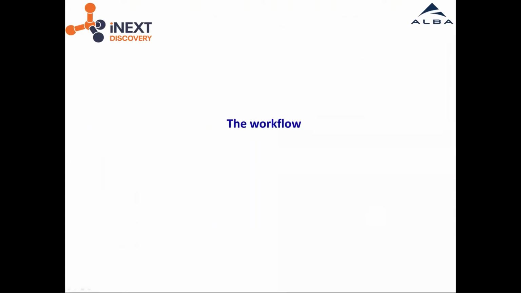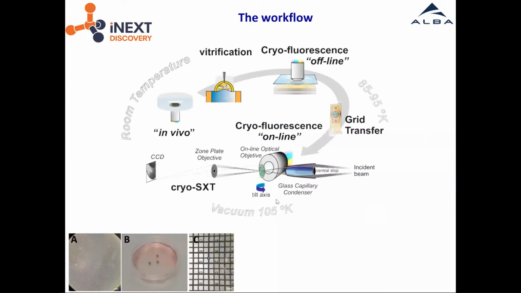So which is the workflow that we are following? We are using electron microscopy grids to grow the cells on top or to deposit cells if the cells are in suspension. We are using, in general, finder grids, so this makes it easier to find in different instruments the same cell, the same interesting cell. And you have a sketch here of how the workflow goes.